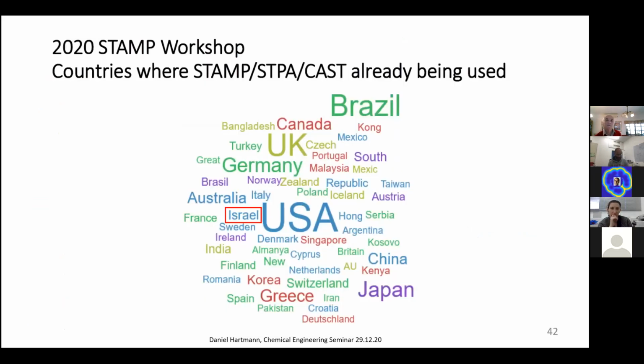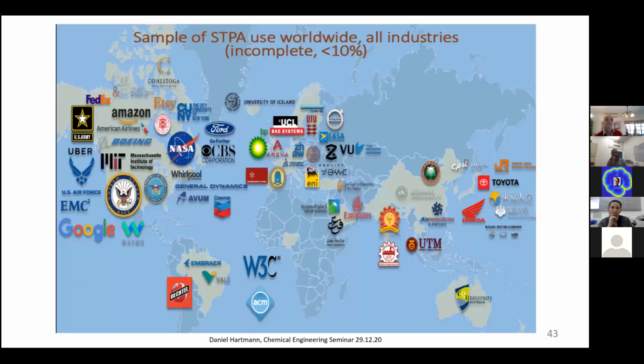You can see here all the countries where STAMP is already used. Israel, again, sorry, it's only me. And here you have a map with all kinds of industries all over the world. And Ben-Gurion is in the middle here. It's, again, only me. So I'm not a crazy person trying to convince you to understand that safety science and especially STAMP are there, but the world has known about it already for 10, 15 years.